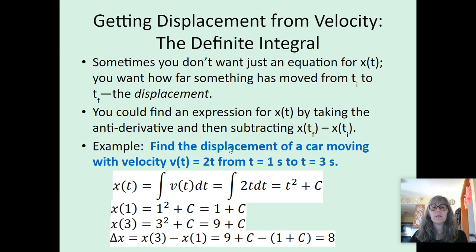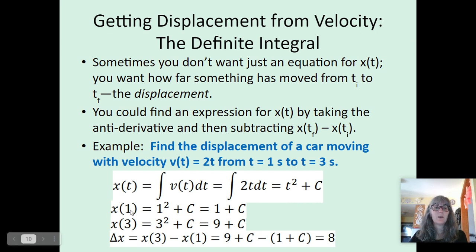So if we want to find the displacement of a car moving with velocity v of t equals 2t from 1 second to 3 seconds, you can integrate. So you're finding the antiderivative of v dt. So that's 2t dt. This dt is just telling you what variable you're integrating over, so it's not something you have to worry about. It's only the stuff in front of that, the 2t, that matters. We already saw that that's equal to t squared plus a constant of some variety.